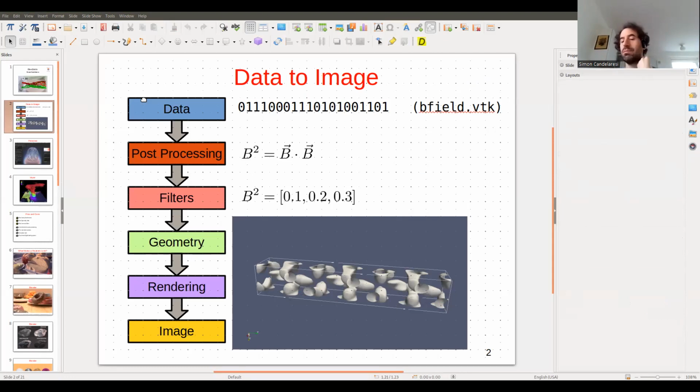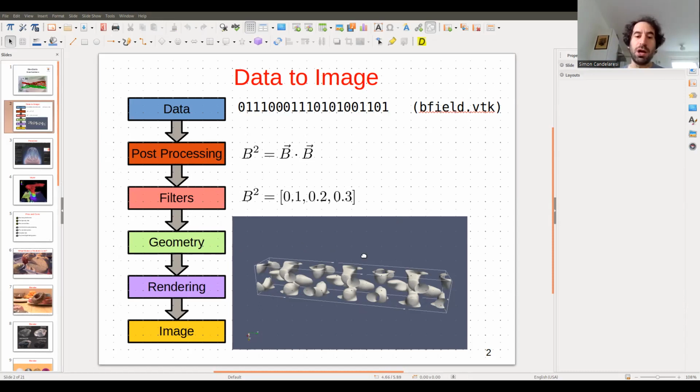If you use things like ParaView or VisIt or VAPOR or any of the other packages, free or commercial, you have your data, then they always allow you some post-processing on the data, like calculating B squared. Then you apply filters. And from these filters, ParaView generates some geometry, some polygons. They might have color, or they might just have one color. And then it's being rendered. And that's exactly what you see over here.